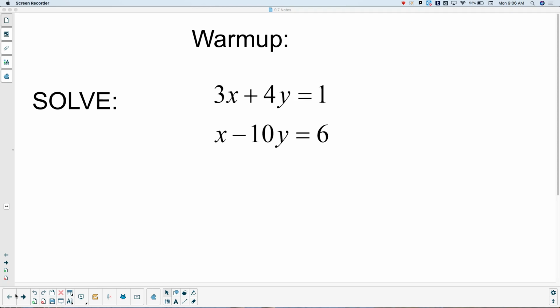So, thinking back to things that we've talked about in this class, things that you talked about in Algebra 2, Geometry, and Algebra 1, how would I go about solving 3x plus 4y equals 1 and x minus 10y equals 6? I want to solve that bad boy. How do I do it?